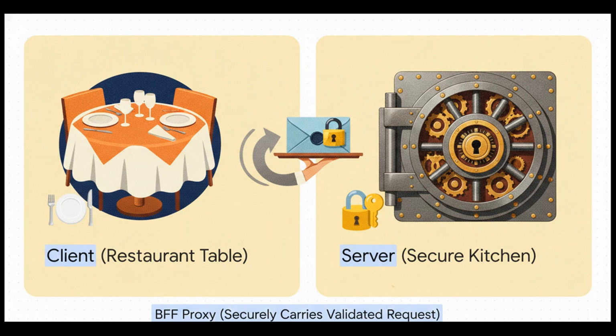The safe, correct place for the customer is out at the table, which represents your browser or your React app. Now, to actually interact with the kitchen, they need a waiter. That waiter takes the order, validates it, securely walks into the kitchen to handle the sensitive stuff, and then returns to the table with just the final dish.